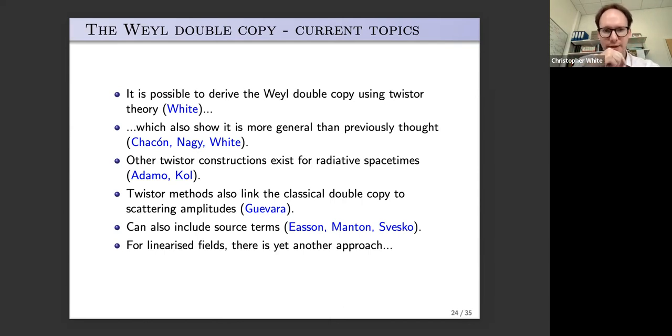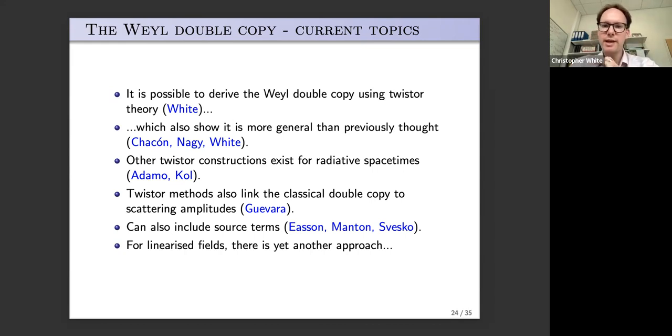The other thing is that very recently it's been shown that twistor methods can be used to link the classical double copy much more strongly to the double copy for scattering amplitudes. That itself is interesting. You can also include source terms in the Weyl double copy. Everything I've talked about up to now is vacuum, and people have started putting sources in, which generalizes the types of metric we're able to get. And that's the current status of the Weyl double copy.